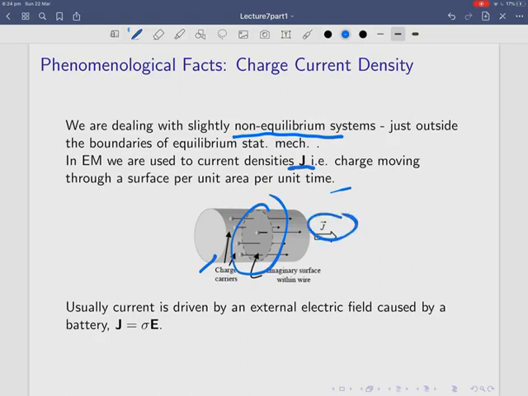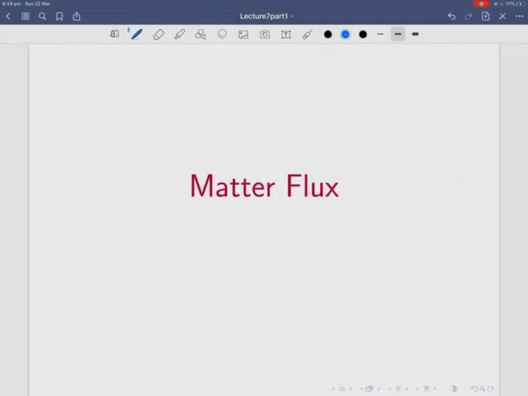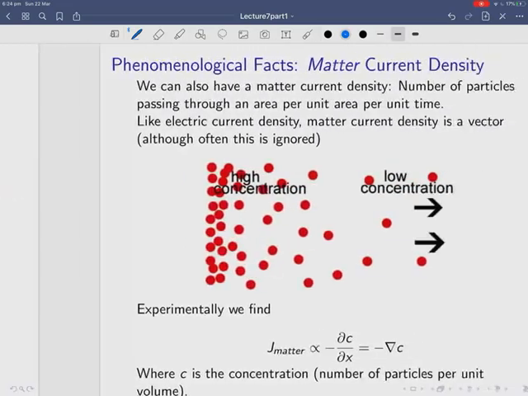Usually this current density is driven by an electric field caused by a battery, for instance, and you get J equals sigma E, where sigma is the conductivity. That's the usual thing in electromagnetism. You get that equation. That's what you're used to: current density, the number of coulombs per unit area per unit time. In this particular lecture, we'll be dealing a lot with matter fluxes.